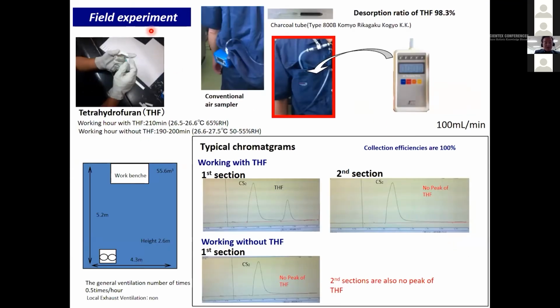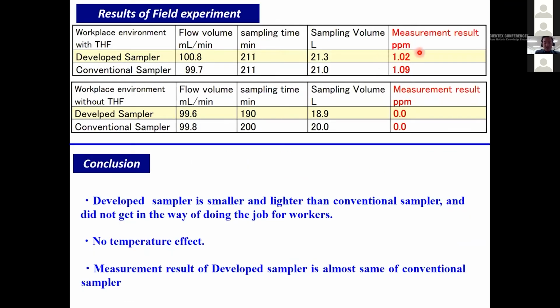Okay, this is a field experiment. We ran a field experiment to analyze tetrahydrofuran, and workers collected the air with the conventional sampler and our new sampler simultaneously. This is our sampler's result. This is the conventional sampler's result. The measurement results of the developed sampler are almost the same as the conventional sampler. The developed sampler is smaller and lighter than the conventional sampler and does not get in the way of the workers doing the job.